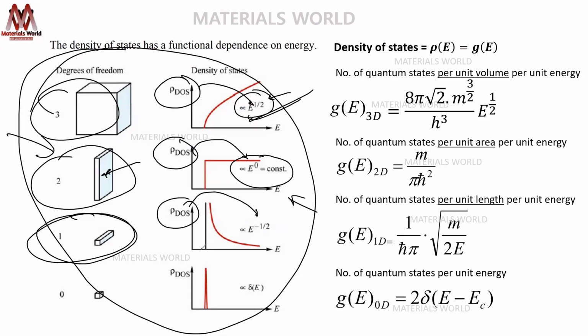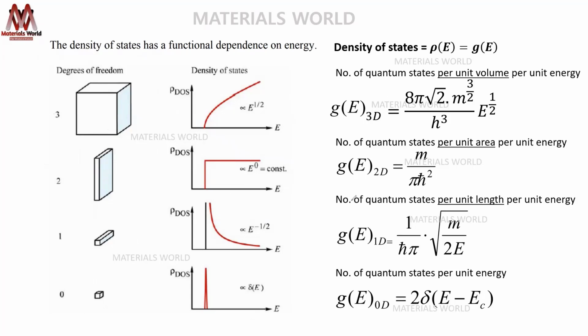For a quantum dot, it is a function of another function. It is proportional to some function of E. It is not known which function of E; that depends on material to material. If it is a carbon quantum dot, then it will be a different function of E. Some expression of E we don't know. It depends on dot to dot. So this G of E is nothing but the density of state.